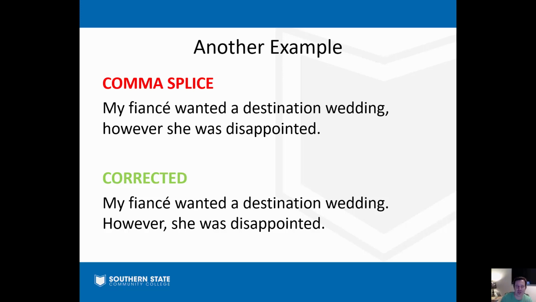In any event, we didn't have a destination wedding by any means, but we do have a comma splice going on here that we have to fix. We got two independent clauses joined together by a comma with no coordinating conjunction. So I fixed this one by substituting a period for the comma again and starting a new sentence with however. My fiance wanted a destination wedding, period. However, comma, she was disappointed. That is a grammatically correct full sentence.